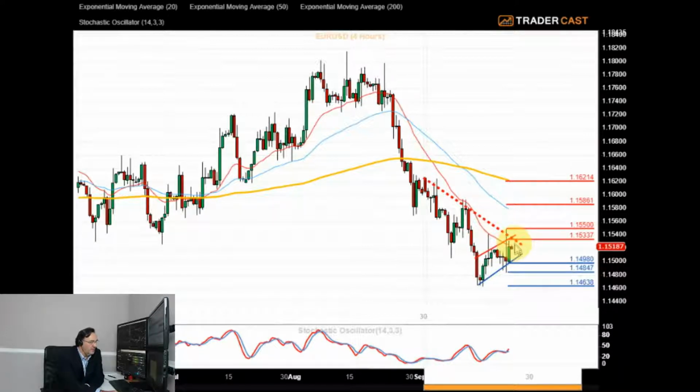Alternatively, a confirmed breakout higher and end of day close above 1.1550 would negate this intraday bearishness, potentially opening up the way for the retest of additional upside resistances towards 1.1586, previous high here, previous low here, extended as well. Possibly even 1.1620 to the upside as well.